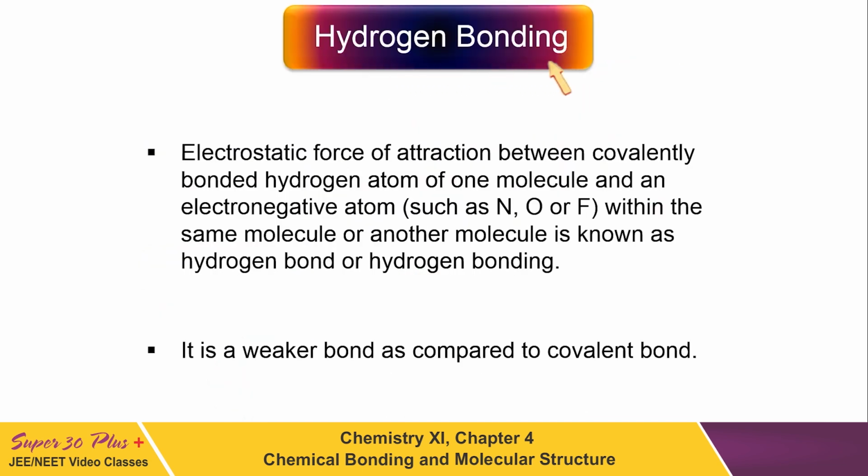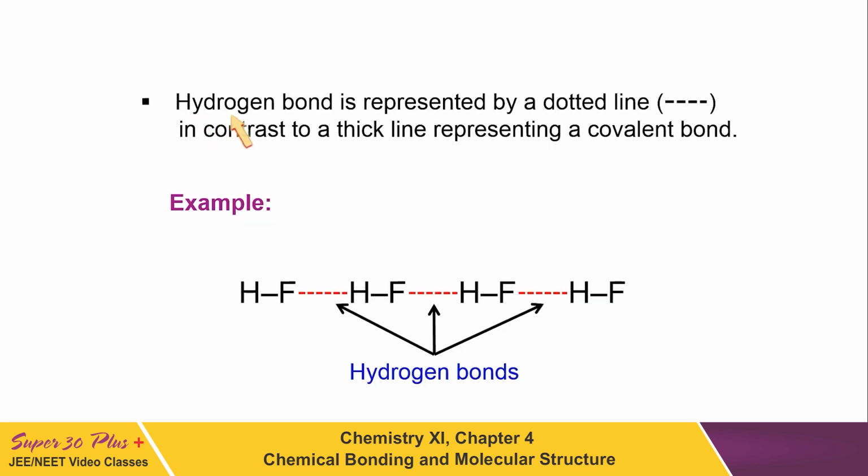A hydrogen bond is nothing else, it is just an electrostatic force of attraction between a covalently bonded hydrogen atom of one molecule and a highly electronegative atom like oxygen, nitrogen and fluorine within the same molecule, or it could be of another molecule, and this bond is called a hydrogen bond. It's a weaker bond as compared to the covalent bond because it is a van der Waals, a physical force of attraction. A hydrogen bond is represented by dotted lines in contrast to a thick line representing a covalent bond.